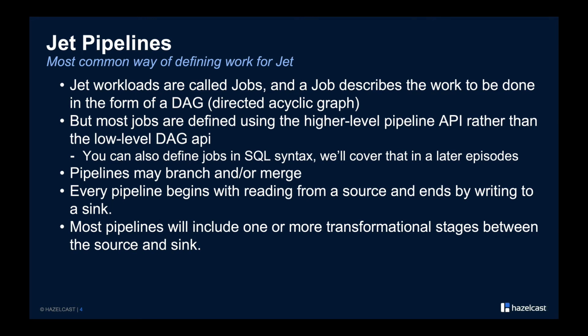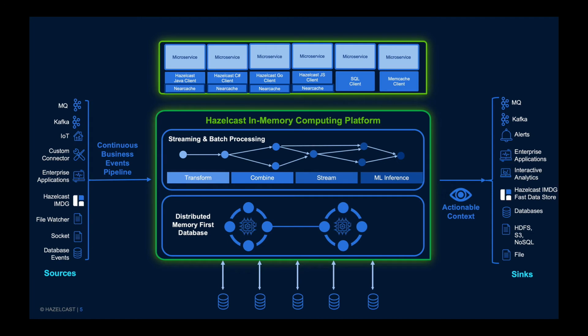There are multiple ways to describe the workflow of a Jet job. We'll look at the pipeline API today and its SQL counterpart in a future installment. Every pipeline must include a read-from stage to describe the initial data source and at least one write-to stage to describe the sink where data is written. Most pipelines will include additional transformational stages between these endpoints, but it's possible to create a simple data pump that just moves data from a source to a sink using only two stages.